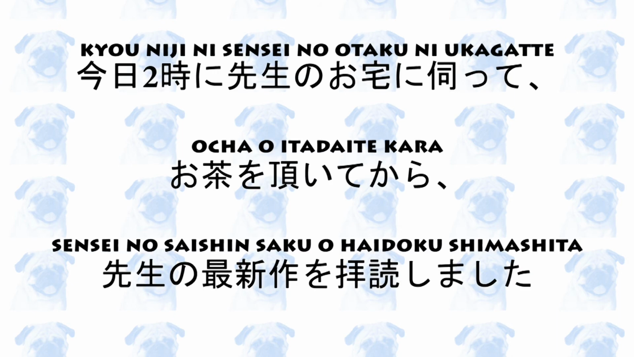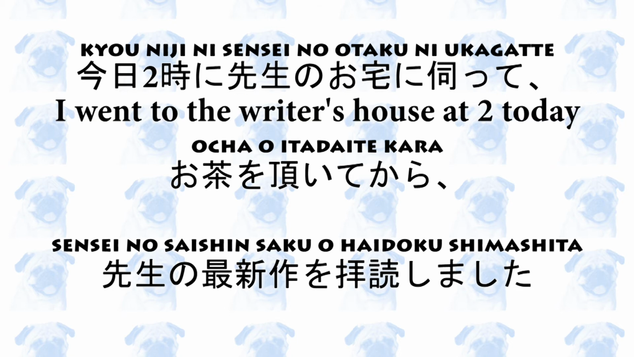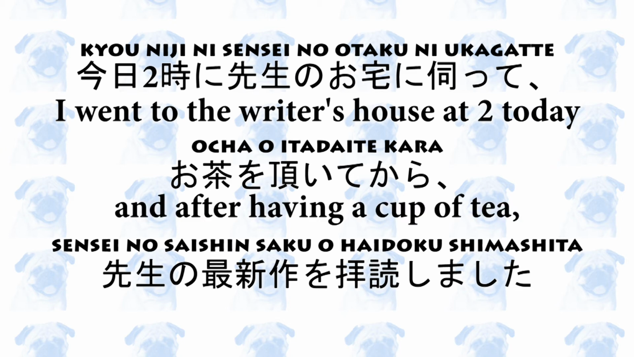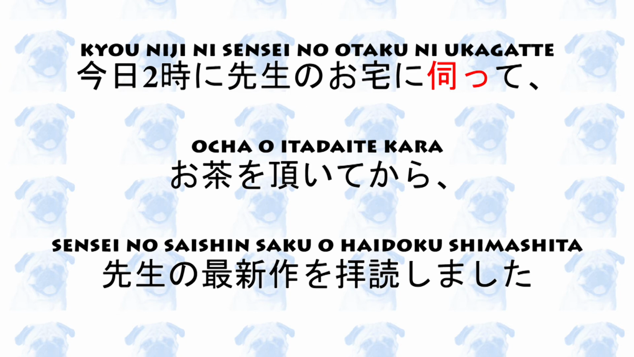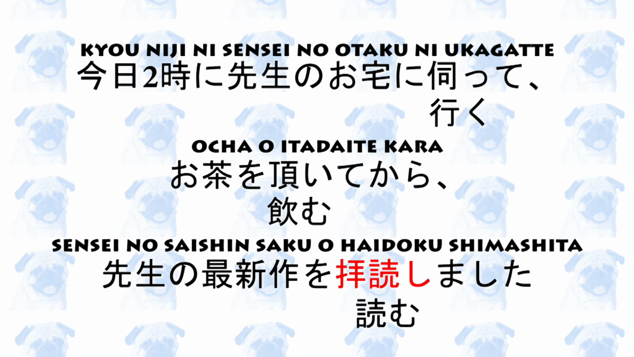例文は? Let's look at a few examples. Example 1. 今日2時に先生のお宅に伺ってお茶をいただいてから先生の最新作を拝読しました. I went to the writer's house at 2 today, and after having a cup of tea, I read his new novel. The 3 verbs in this example, 伺う, いただく, and 拝読する, are the irregular forms of the verbs 行く, 飲む, and 読む, respectively.